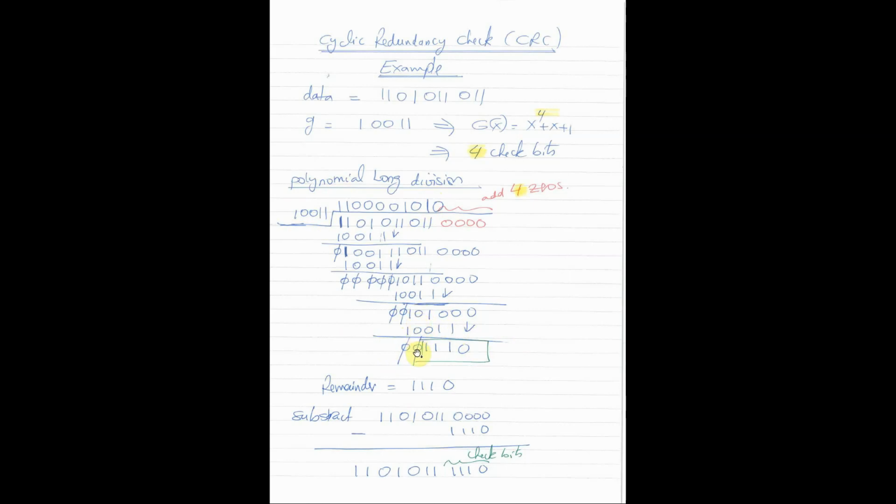0 minus 0 is a 0. 1 minus 0 is a 1. 0 minus 1 is 1. 0 minus 1 is also a 1. And then that last 0, do you see the arrow? It goes down. So what we have now is 0, 1, 1, 1, 0.